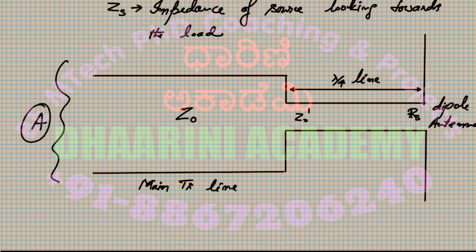So there is a dipole antenna with a resistive input impedance. So that is RS. You can see the RS written near the dipole antenna, just to say that that is a resistive impedance. Now this RS has to be matched to the main transmission line, which has a characteristic impedance Z0.